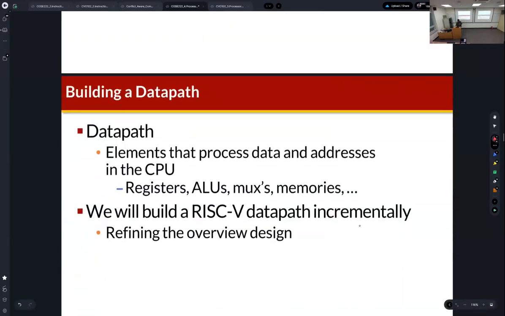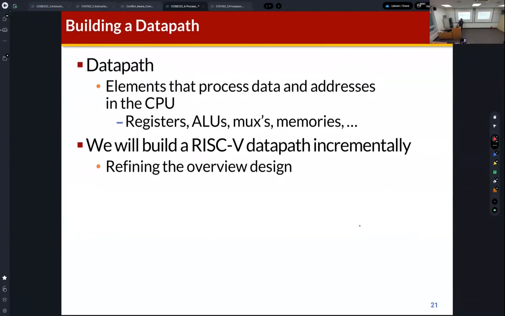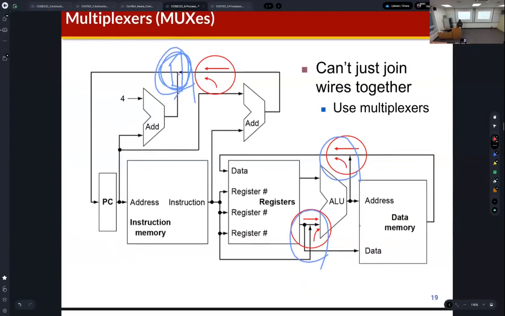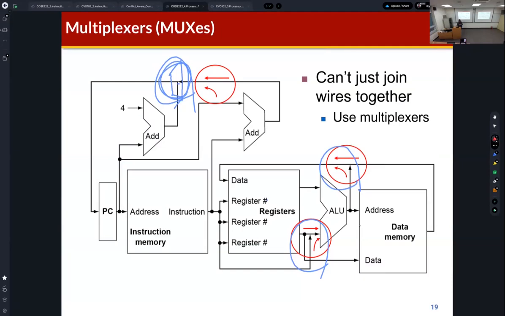Then, what is a Datapath element? So, in the previous class we saw this here, and it assigns other components of the RISC-V processor, like the program counter register, instruction memory, register file, and data memory, something like that.